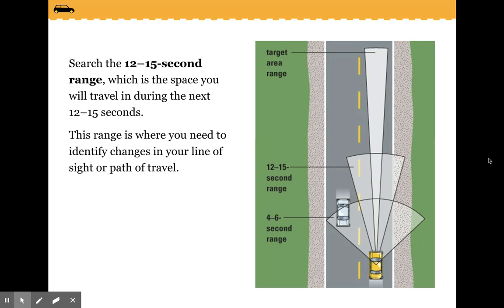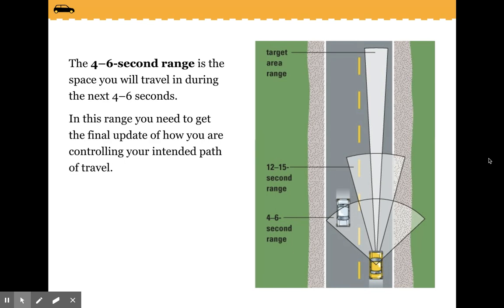Search the 12 to 15 second range, which is the space you will travel in the next 12 to 15 seconds. This range is where you need to identify changes in your line of sight or path of travel. The 4 to 6 second range is the space you will travel in during the next 4 to 6 seconds. In this range, you need to get the final update of how you are controlling your intended path of travel.